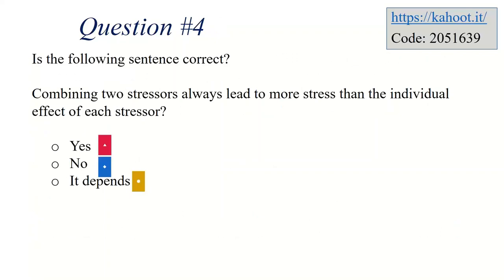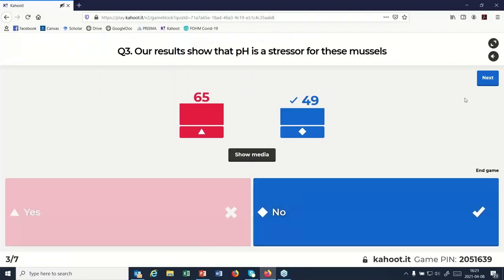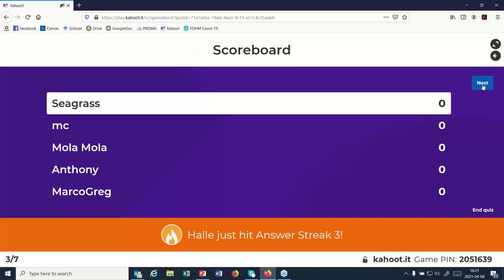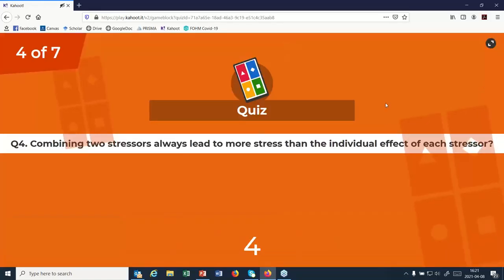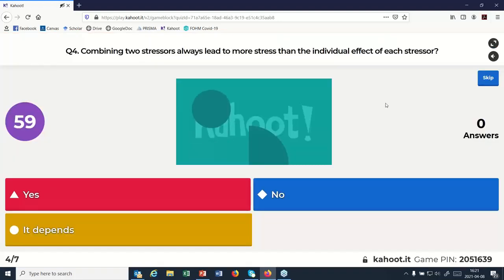All right, so I have one more question to test a little bit your knowledge of this terminology. Is this sentence correct? If we combine two stressors, is this always leading to more stress than the individual effect of each stressor? So let's go back to Kahoot here, and here we go. Does combining two stressors always lead to more stress than if you have one stressor at a time? The answers are yes, no, or it depends.